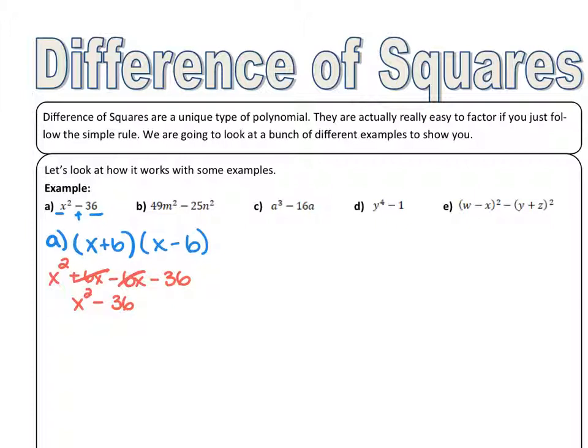Let's look at another example so I can show you again how it works. So we'll look at B, which is 49m squared minus 25n squared. So what I do is I break it down. This is 7m, and this one, if we square root it, is 5n. So it becomes 7m plus 5n times 7m minus 5n. So they're exactly the same. The only thing that changes is that sign that's in the middle.